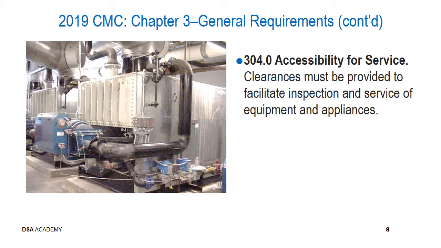Just to reiterate the importance relating to accessibility for service, clearances have got to be provided to facilitate inspection as well as service or repair of equipment and appliances. And the image on the left depicts a giant mechanical room that includes several pieces of equipment with several components that will require servicing and repair during its lifetime. So it's extremely important that these areas remain open for the safety of the repair and the maintenance personnel.